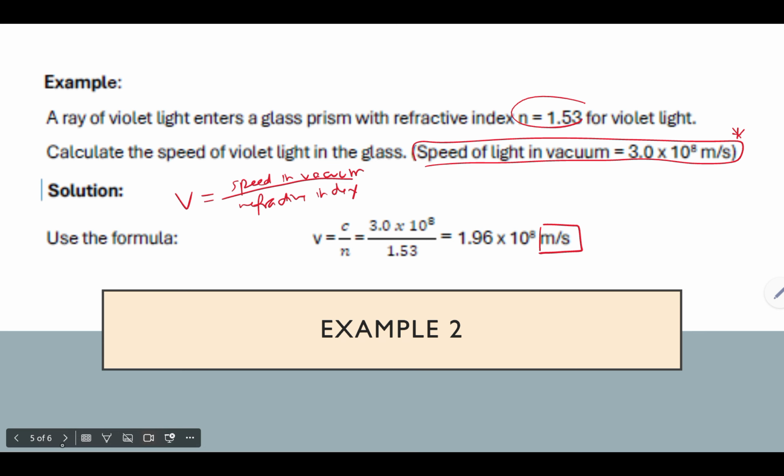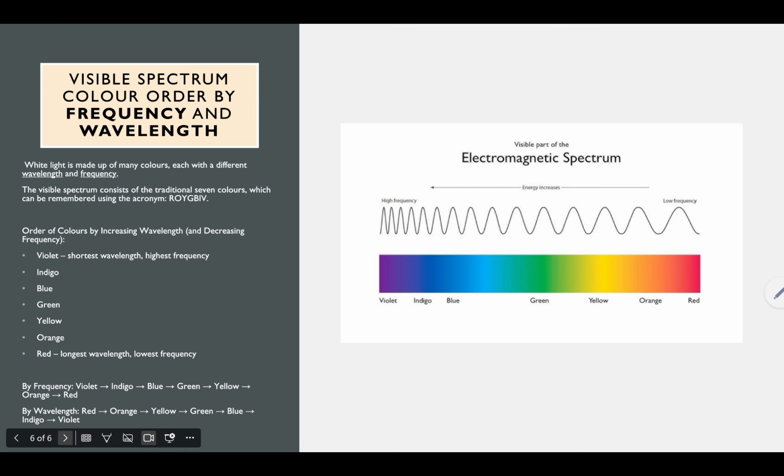Next, we have the electromagnetic spectrum itself. We have already done that, but let's fully finish this part. White light is made of many colors, with different wavelengths and different frequencies. Their order is red, orange, yellow, green, blue, indigo, violet. Violet has the shortest wavelength, highest frequency, and accordingly highest refraction.